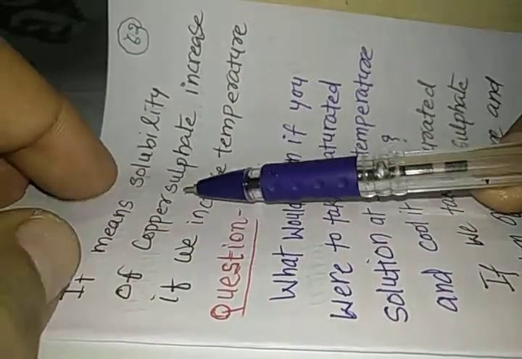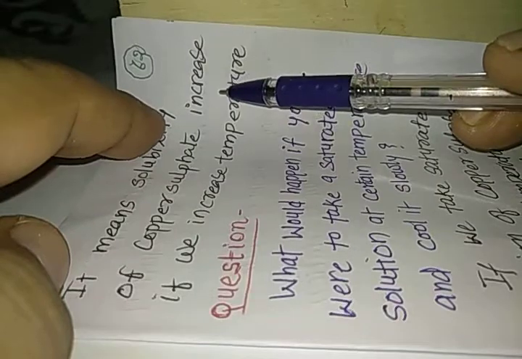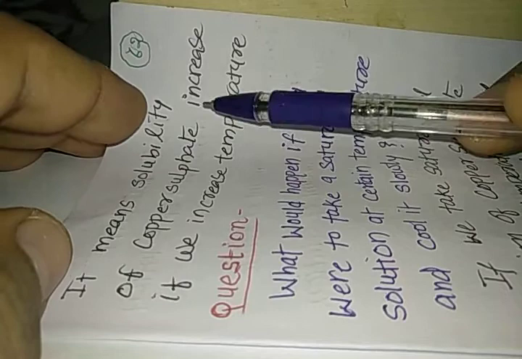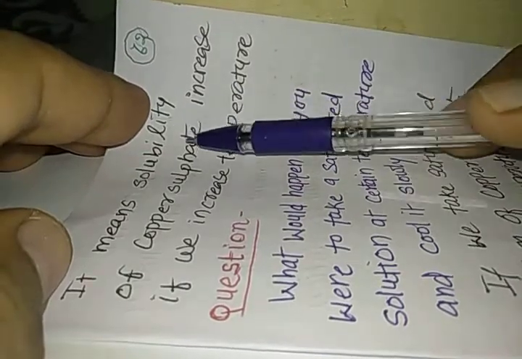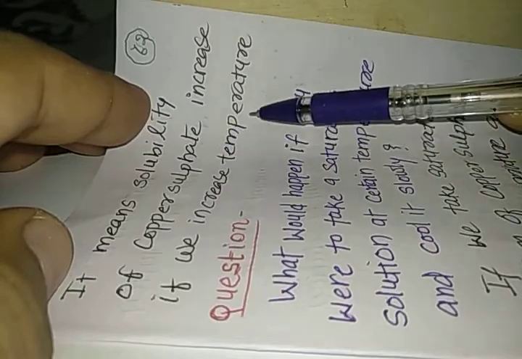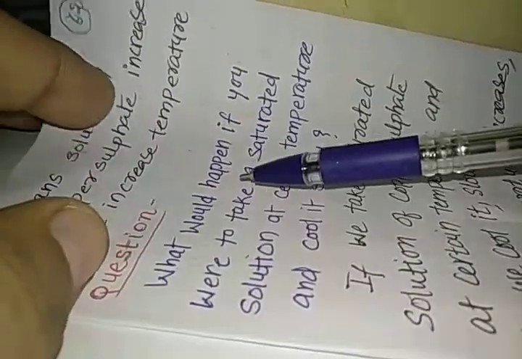It means solubility of copper sulfate increases if we increase the temperature. So if we increase the temperature, we can add more solute to the saturated solution, and that is how we can say that solubility depends upon temperature. If we increase the temperature, solubility of copper sulfate also increases with increase in temperature.